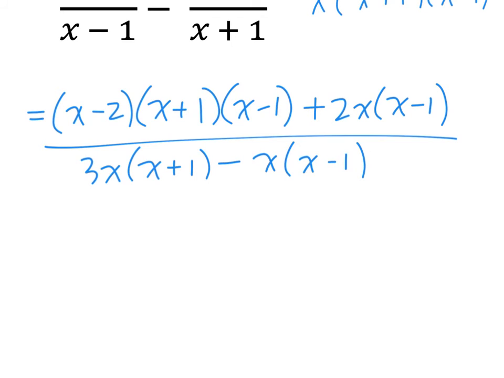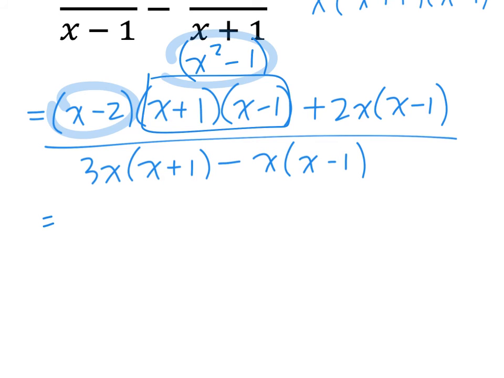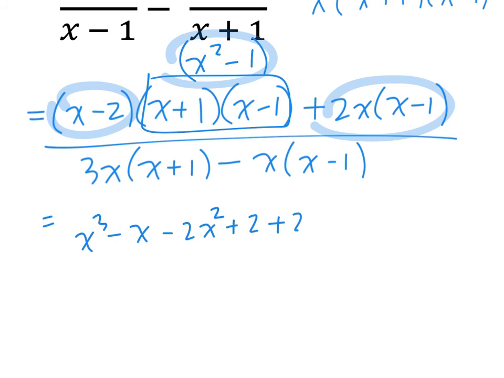Okay, so in the numerator, I'm going to just do them one at a time. I know this is going to give me x squared minus 1, so I'm going to do that. Are you guys okay with that part? Okay, now I'm going to just FOIL this one and this one. X cubed minus x minus 2x squared plus 2. And I'm going to distribute the second one here. Plus 2x squared minus 2x.